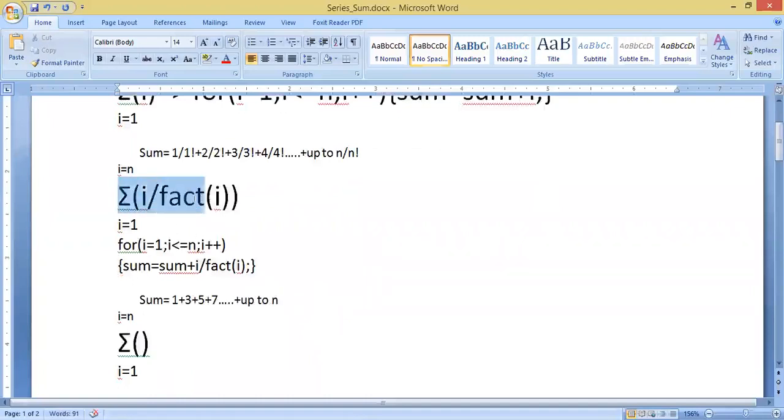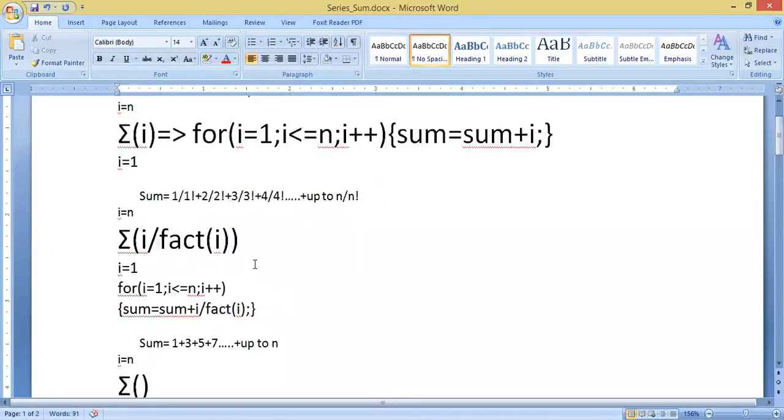So this sigma is clear. General term of this series. So obviously we have to write sum is equal to sum plus, and sum is initialized with 0 every time. This is not an exception. So do we not have to apply float here? Yes, we have to apply float. Obviously, wherever division is there, float will be applied.